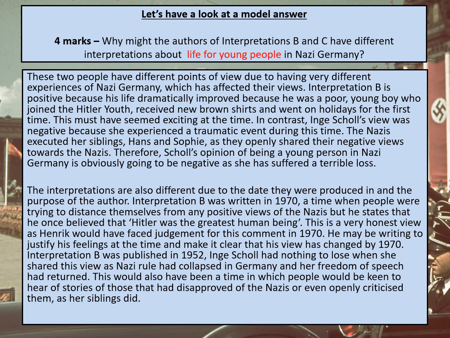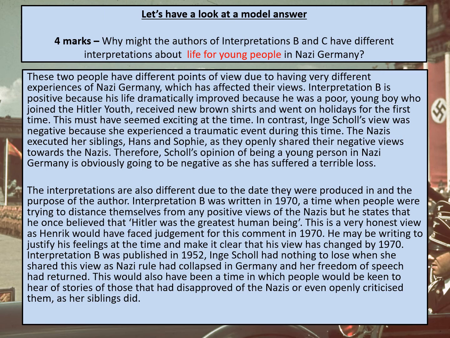Interpretation B is positive because his life dramatically improved because he was poor. A young boy who joined the Hitler Youth, received new brown shirts and went on holiday for the first time. This must have seemed exciting at the time. In contrast, Inge Scholl's view was negative because she experienced a traumatic event during this time. The Nazis executed her siblings, Hans and Sophie, as they openly shared their negative views towards the Nazis.